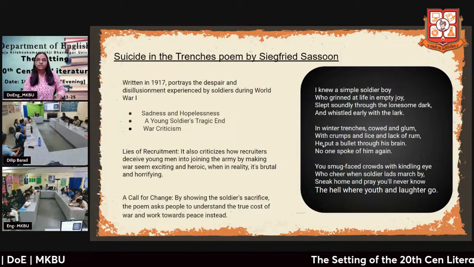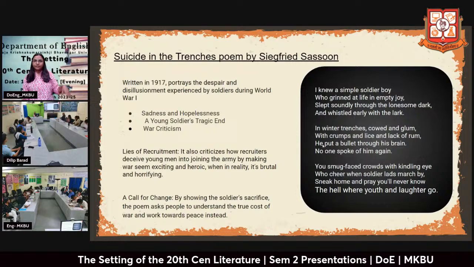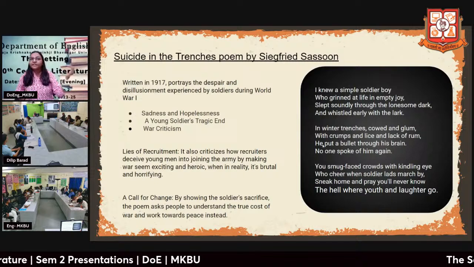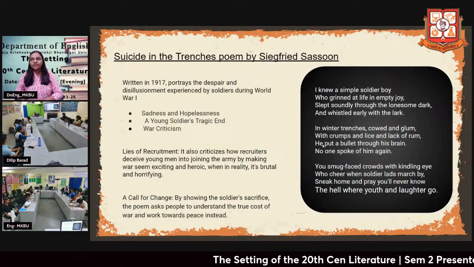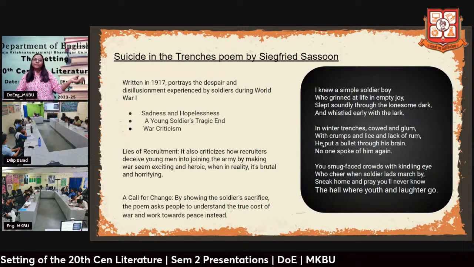In this poem, there is a simple boy who is living his life and enjoying it, but at the battleground, in the winter, with extreme minus Celsius temperatures, he is full of fear and depressed, and at that time he commits suicide.